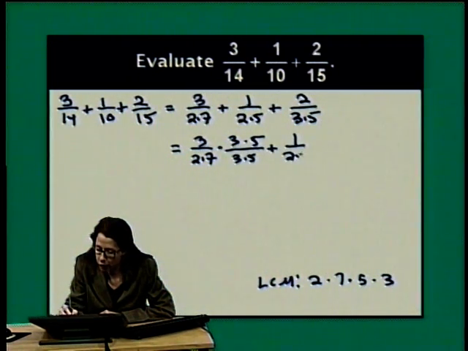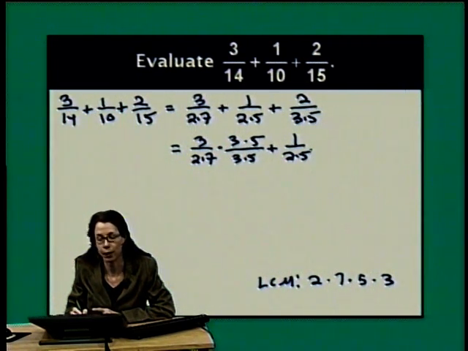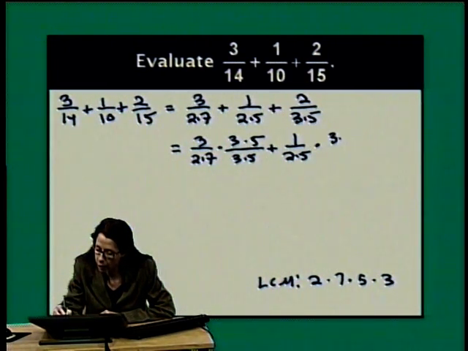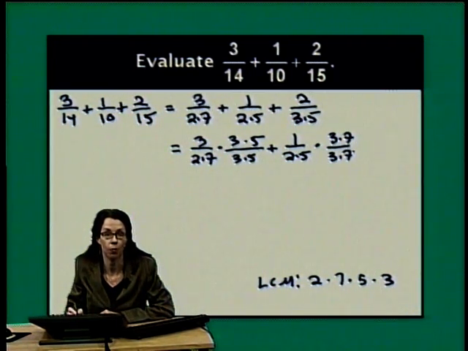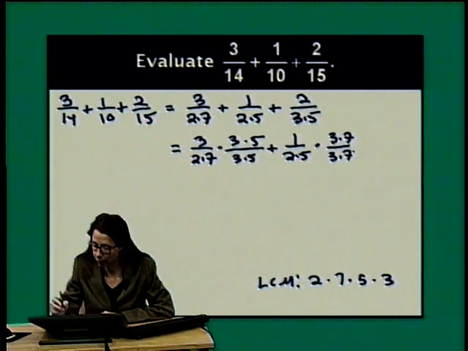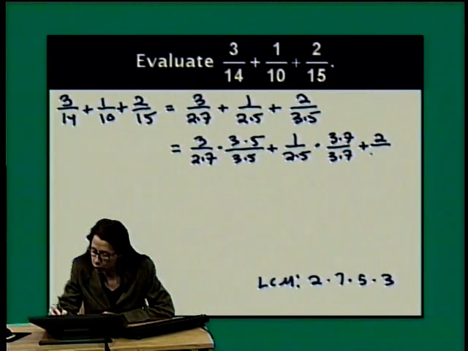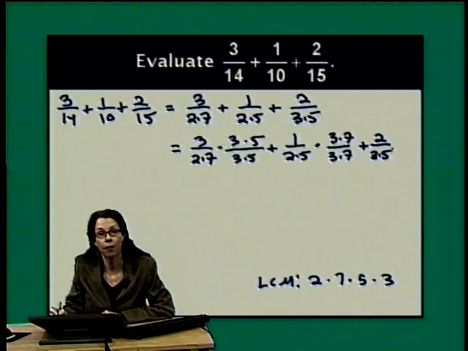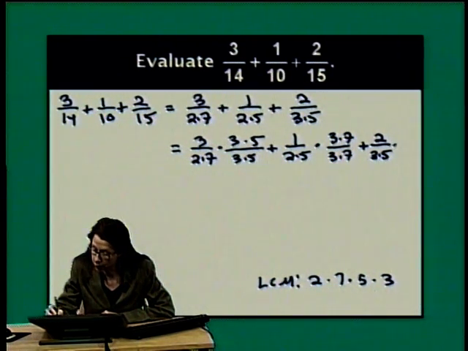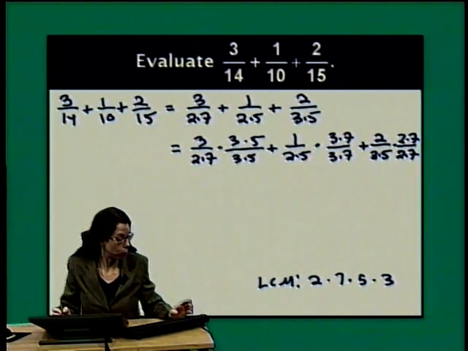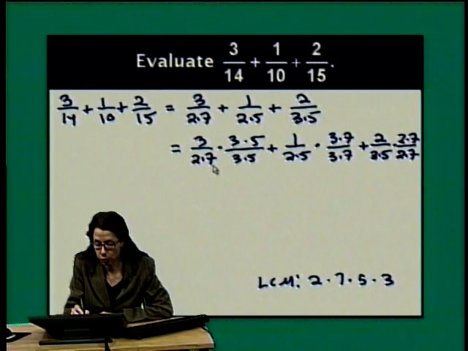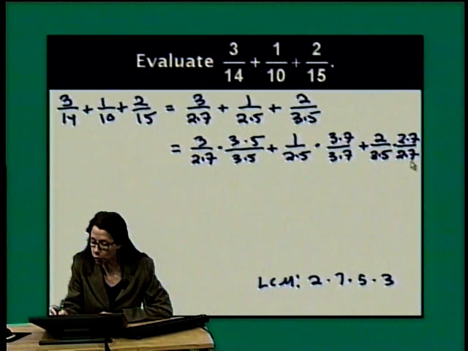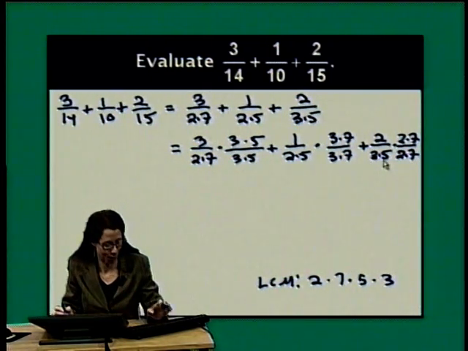In the second fraction, my denominator is missing the 3 and the 7. So I'm going to multiply the second fraction by 1 in the form of 3 times 7 over 3 times 7. Finally, in the last fraction, I'm missing a factor of 2 and a factor of 7. So now, just to double check my work before I move ahead, 2, 7, 3, 5. I've got the common denominator.